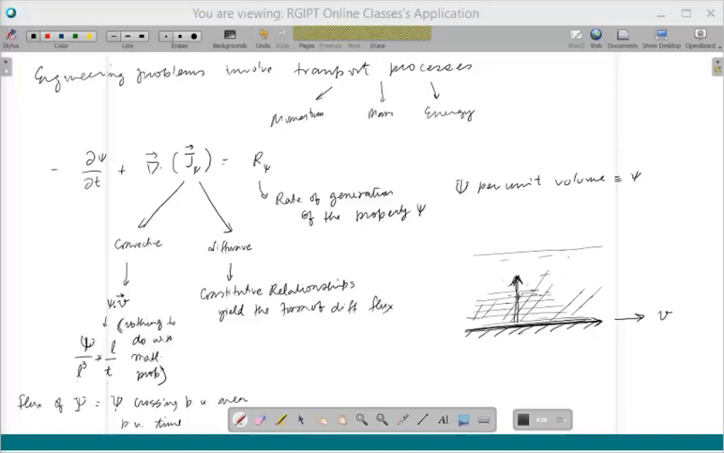Similarly, you will have mass diffusivity, you will have heat diffusivity, thermal diffusivity. All these will decide your diffusive flux, and this is a general form for any property. Now let's apply it to, let's say, reactive flow.